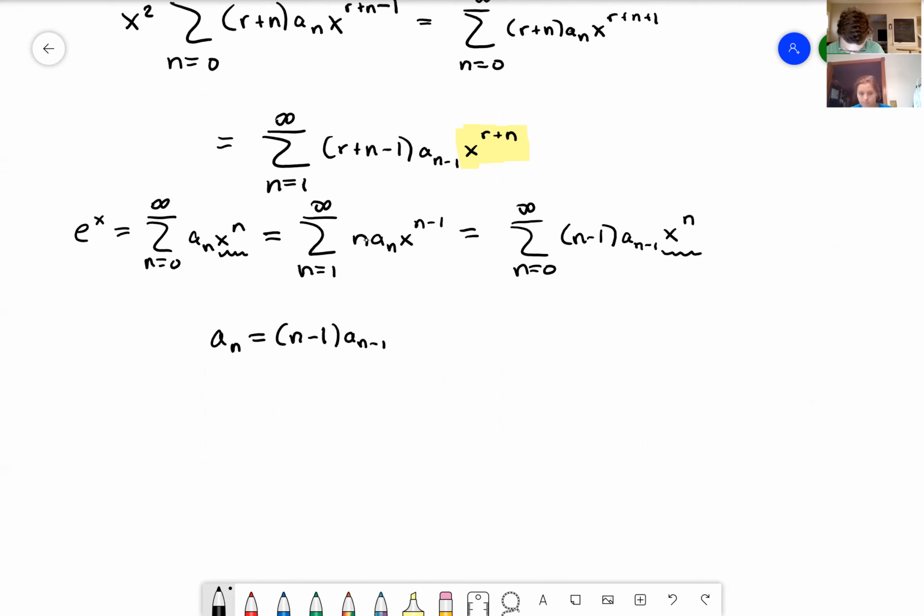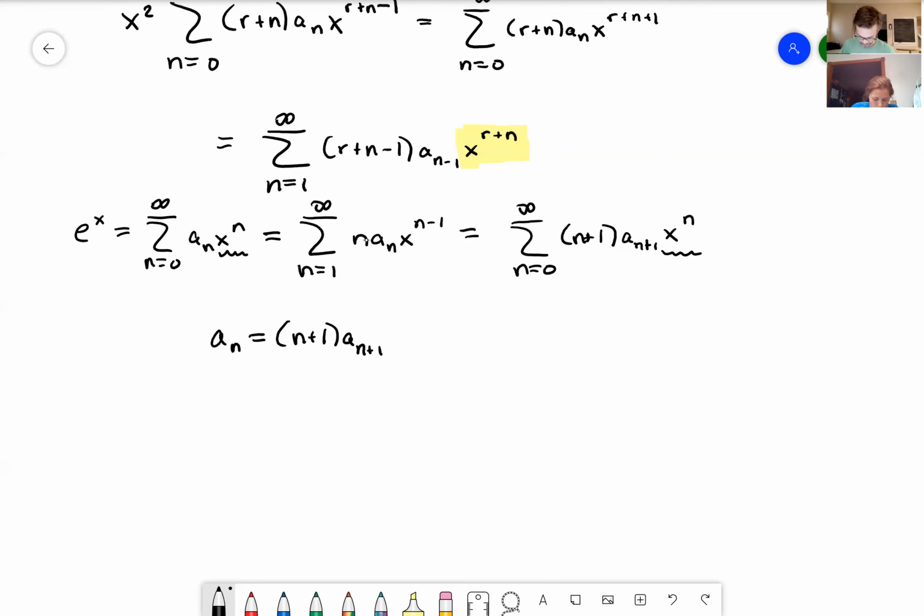Did I get that right? No. It should be n plus 1. Mixed it up. You can always check and make sure that you're doing this right. So when we start with n equals 1, we should have 1 times a1 times x to the 0. So here, when we start from 0, we want 1 times a1 times x to the 0. So with n plus 1, that works. So we get n plus 1, a n plus 1.